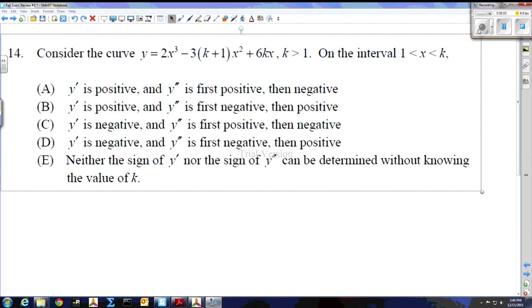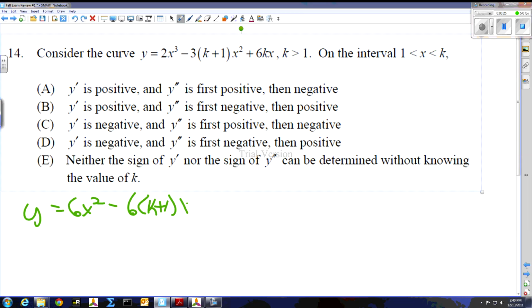Okay, as we look at this curve, we're asked to determine something about the first derivative and the second derivative. So let's go ahead and take the first derivative and the second derivative for each of these problems here. So the first derivative is 6x squared minus 6 times (k plus 1)x plus 6k.